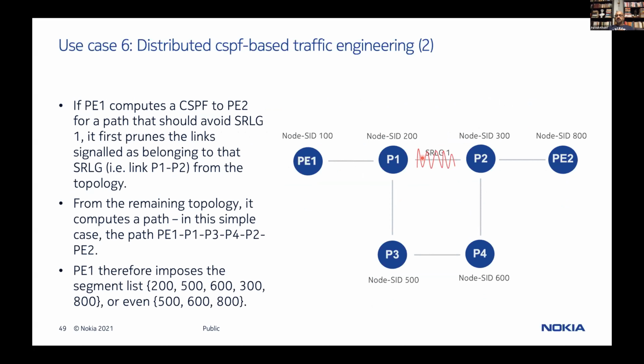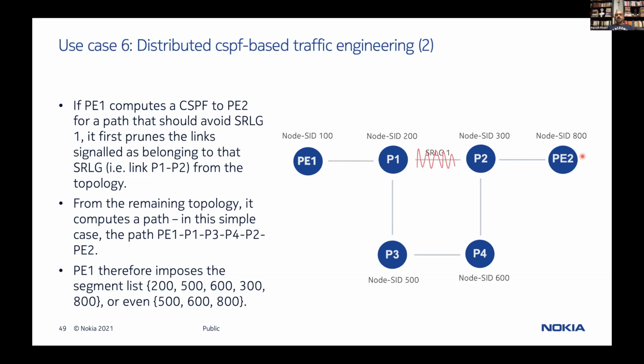So what it would do is, just like in the case of RSVP-TE, the CSPF calculation would remove this link from its shortest path tree. So it prunes the link, and then it calculates the path. In this case, the path will obviously be the longest possible path, which is traversing every single router. And P1 would then impose a segment list of 200, 500, 600, 300, 800.